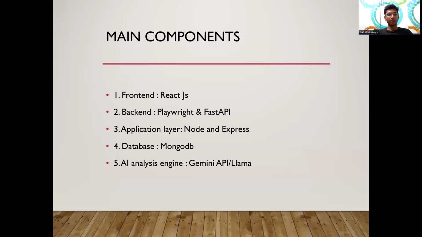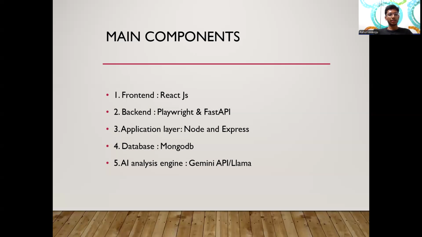Coming to the application layer, we are using Node and Express for the authentication logic. We are making sure that the users who are logged in can only use the features of our application. Coming to database, we are using MongoDB. MongoDB is a NoSQL database that stores data in a flexible JSON-like format. It helps us efficiently store and manage large amounts of user data.